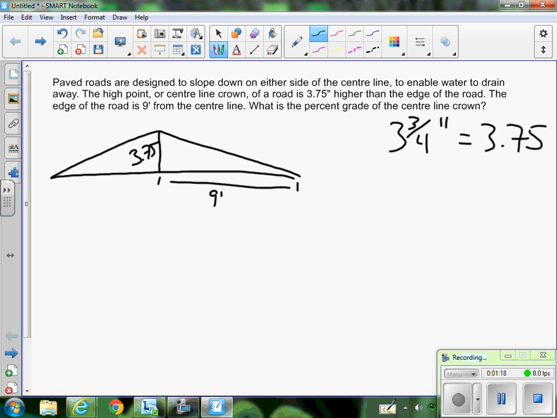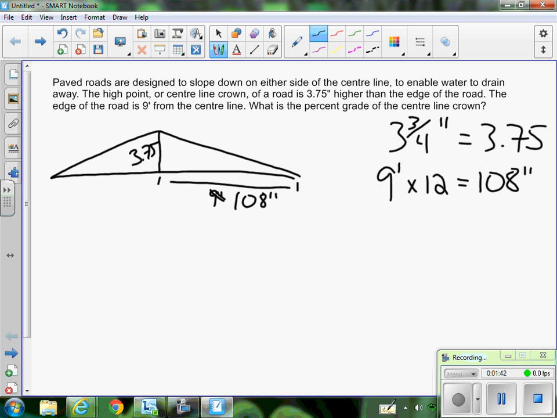Now notice I've got inches here and I've got feet here. So I have to convert that so that they're uniform, that they're the same unit. I know that there's 12 inches in every foot, so 9 feet is the same as 108 inches. Okay, so this will be 108 inches.